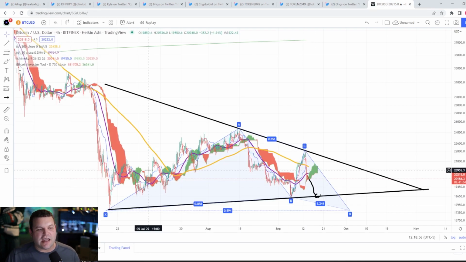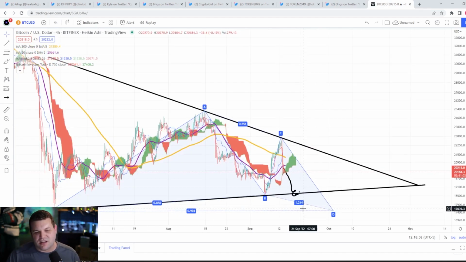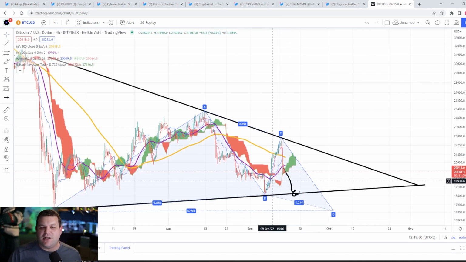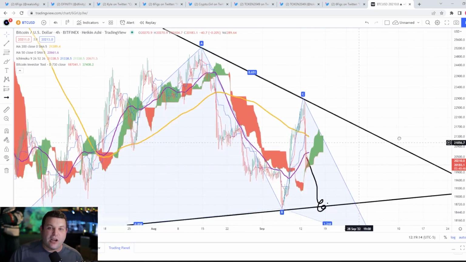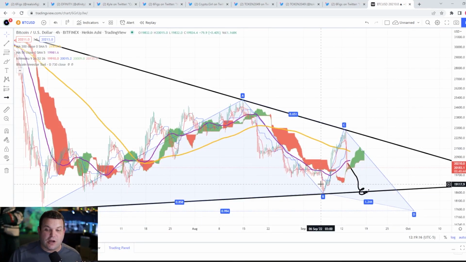But when we look at Bitcoin, we're just going to look at this on the 4-hour chart. I was kind of telling everybody, the last 2 weeks, if we see Bitcoin top off around 22,000, 23,000, somewhere in there and start retracing, oh boy, we might be in for some trouble.